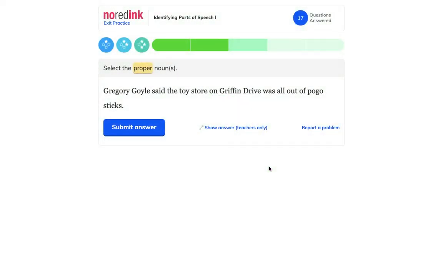Gregory Goyle said the toy store on Griffin Drive was all out of pogo sticks. Gregory Goyle is a person, proper noun, it's his name. Griffin Drive is a specific place, proper noun.